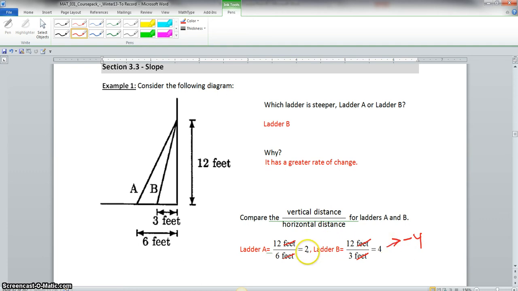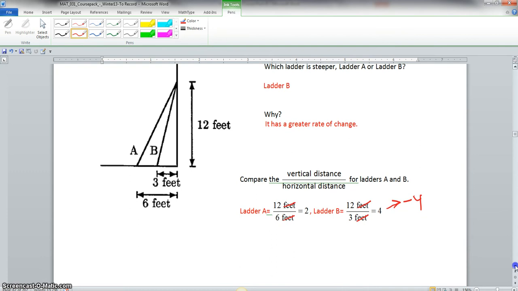Ladder B would still have a steeper slope than ladder A because the absolute value of -4 is 4 and the absolute value of 2 is 2. So ladder B would still have the higher absolute value. So your answer still would be ladder B. Now we scroll down here.